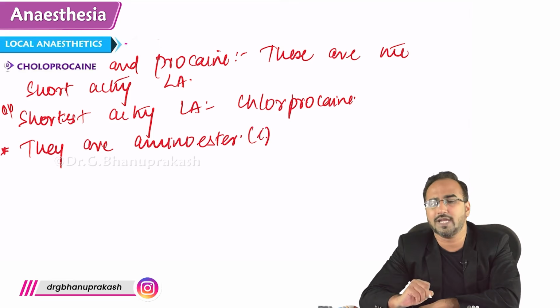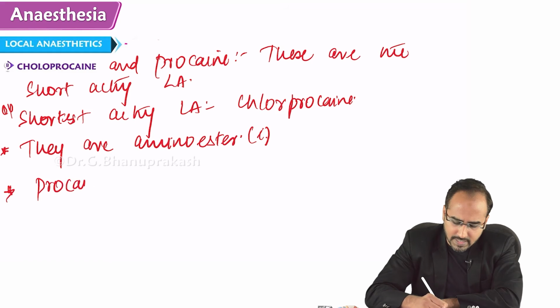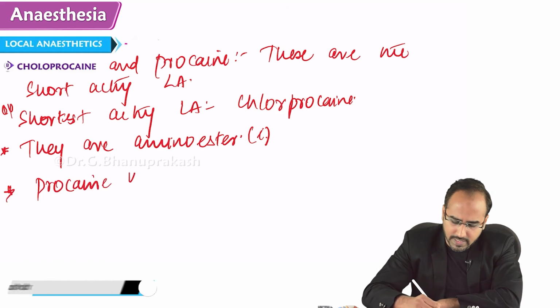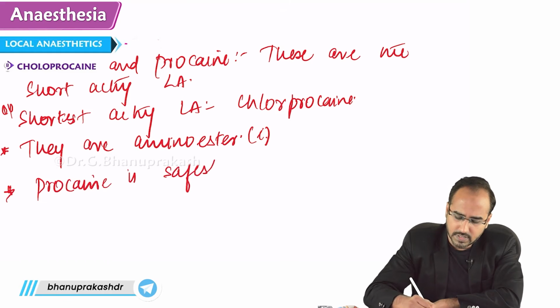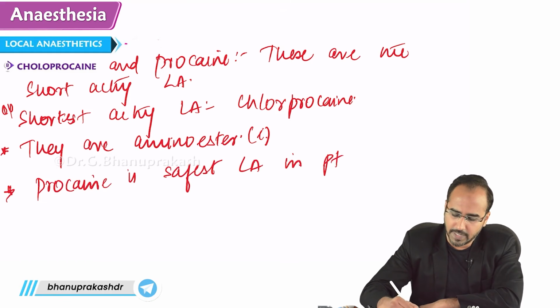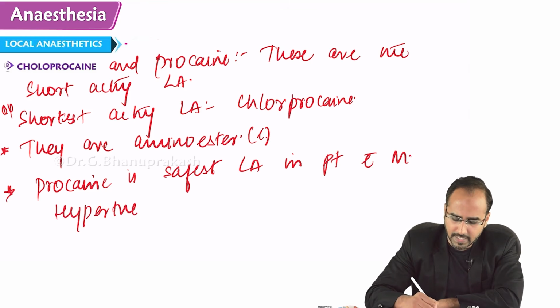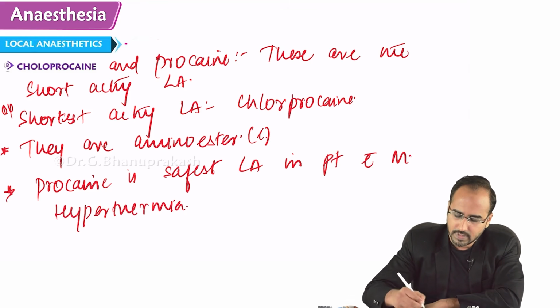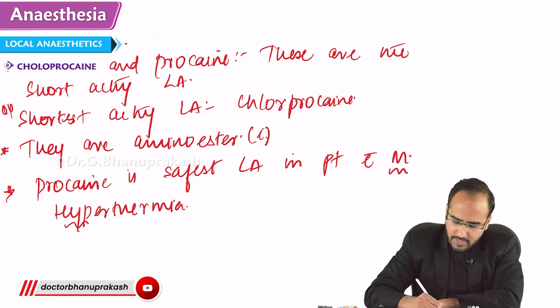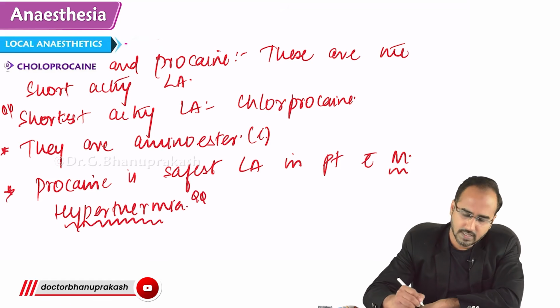One more extra point of these drugs that we need to remember is, procaine is the safest local anesthetic in patients with malignant hyperthermia. Very, very important. Malignant hyperthermia.